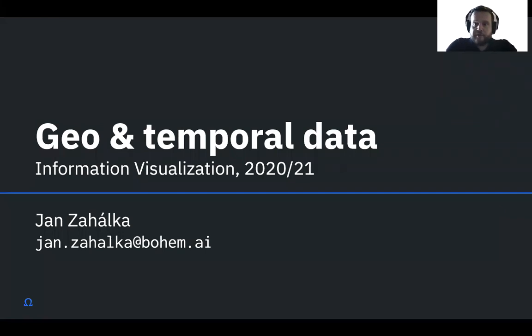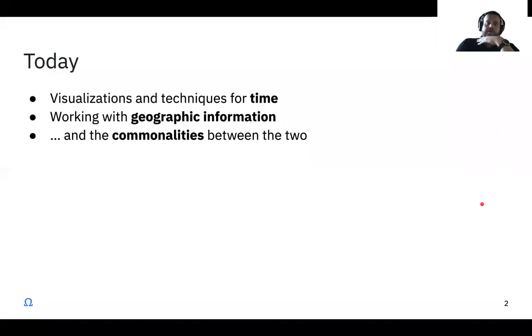Today, we're going to be talking about geospatial and temporal data. So that entails visualizations and techniques for time, also working with geographic information, as well as a bit about working with abstract spatial information. And we're also going to discuss the commonalities between the two.